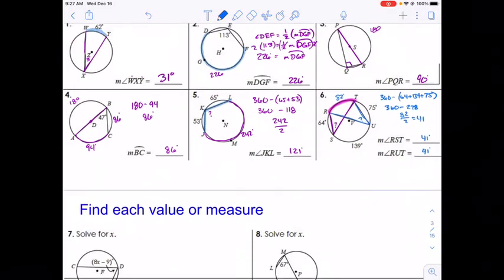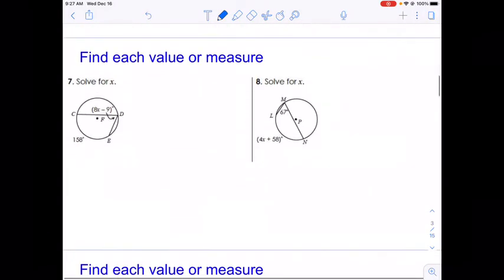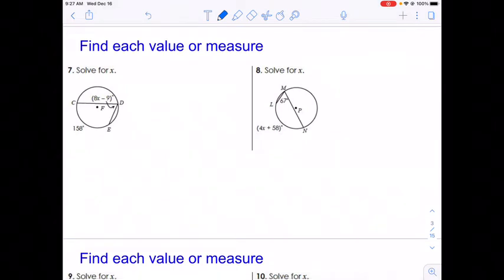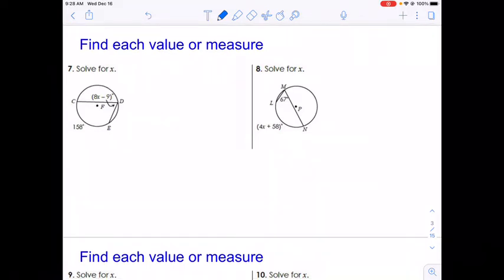All right, so let's look down here at the next one. So now we're going to add a little algebra in here. So you can do this a couple ways. You can set up your equation and solve, or you can figure out what the angle is going to be and then set it equal to that. I'll show you both ways. We can say that this angle here is 8x minus 9. The inscribed angle is equal to half of the arc it opens up to, which is 158. So if you take half of 158, that's going to give us 79 equal to 8x minus 9.